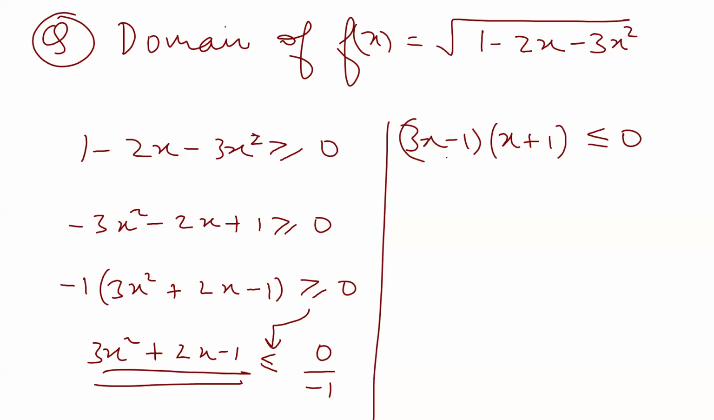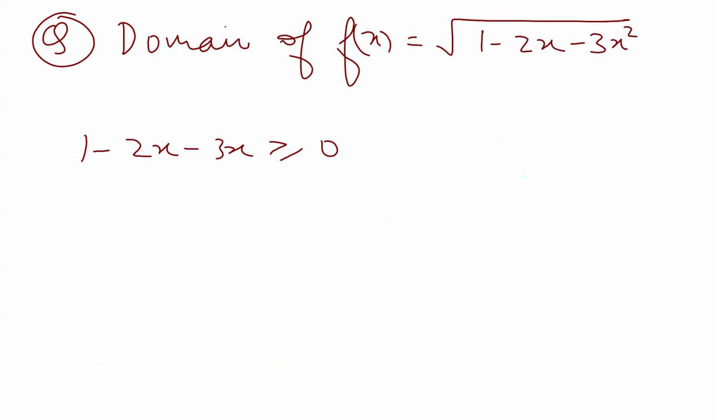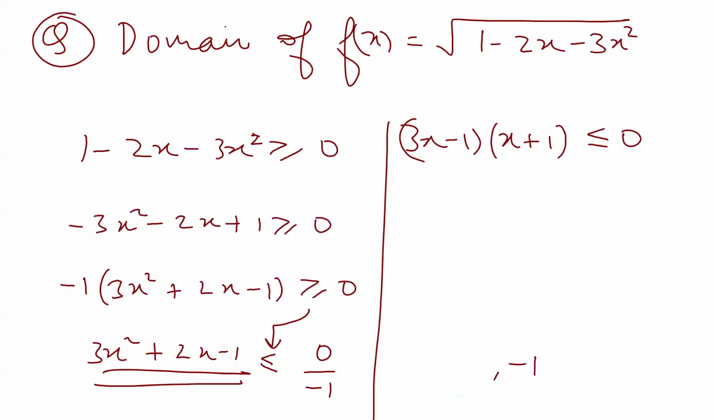Equate the first bracket to 0. We'll get the first critical value of x as 1 by 3. And equate the second bracket to 0. We'll get the second critical value, that is minus 1. Okay, so these are the critical values, 1 by 3 and minus 1. Let's put these critical values on a number line. So this is minus 1 and 1 by 3, negative infinity and positive infinity.